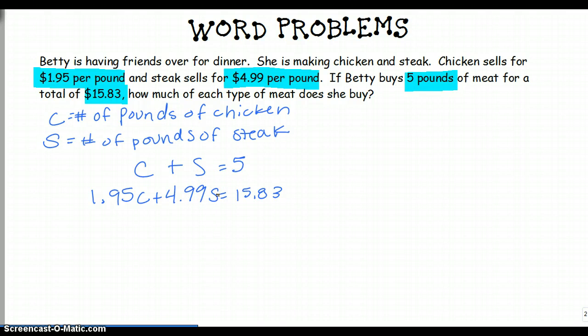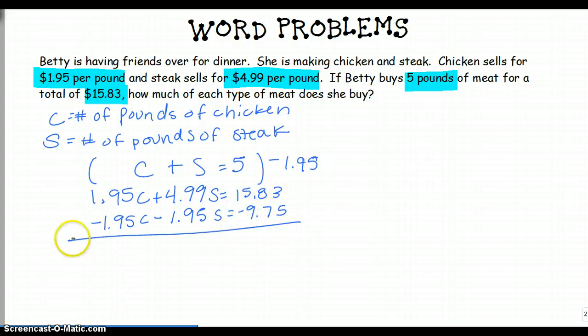When we go to solve, let's get rid of C. So we're going to multiply the top by a negative 1.95. So we're going to have negative 1.95 C, negative 1.95 S, and then 5 times negative 1.95 is going to be negative 9.75. I didn't rewrite it, but we're just going to combine these two. Your C's will cancel. $4.99 minus $1.95 is going to be $3.04, so it's 3.04 S.